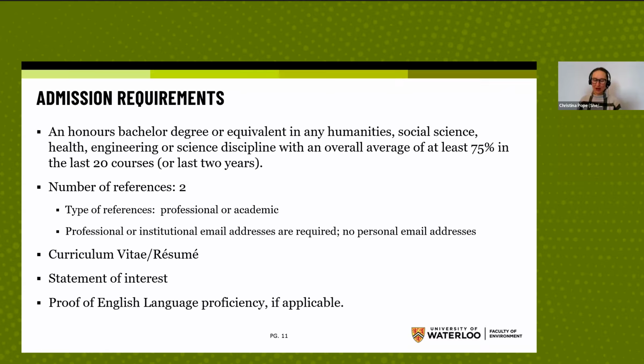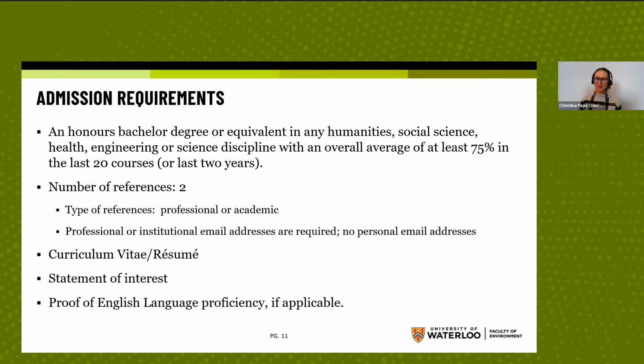You must have an overall average of at least 75%. If you're applying with transcripts from Canadian institutions, that average is calculated from your last 2 years of study. And if you're applying with transcripts outside of Canada, that average is calculated from your overall average. You're required to submit 2 letters of reference who can speak to your experience and qualifications for the climate risk management program. These can be from academic or professional sources. And note that your referees should be using their professional or institutional email addresses because it makes it easier for us to verify their identity when they're completing their reference form.